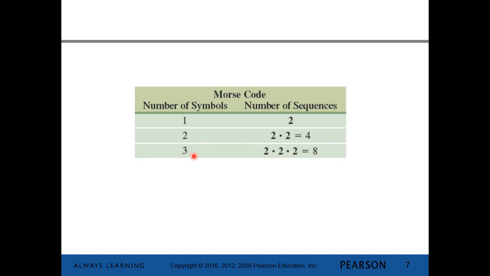What if I take a string of 3 symbols? How many choices do I get for the first one? 2. For the second one? 2. For the third one? 2. And so the fundamental counting principle says 2 times 2 times 2, and I get 8. So how many possible sequences are there that have at most 3 symbols? Well, I'm just going to add these together. 8 plus 4 plus 2, which is 14. So the answer is 14.